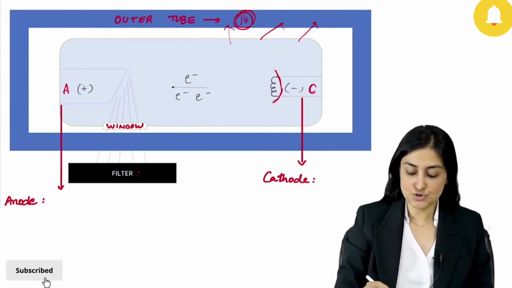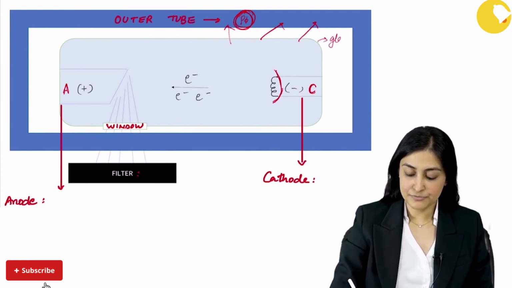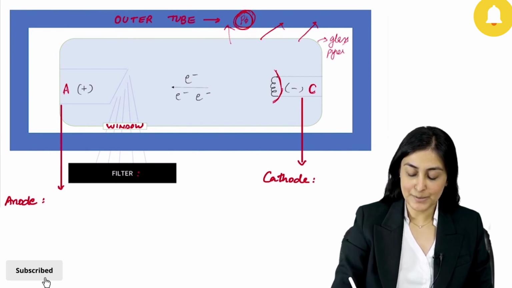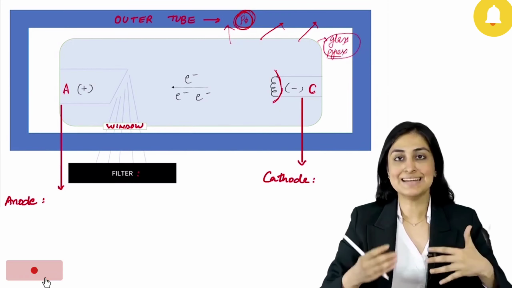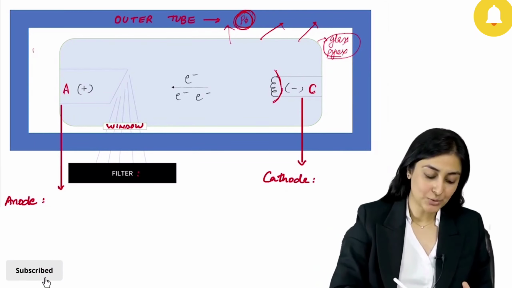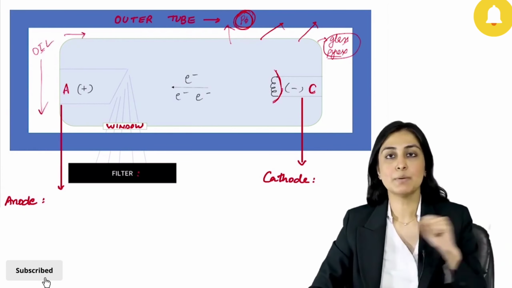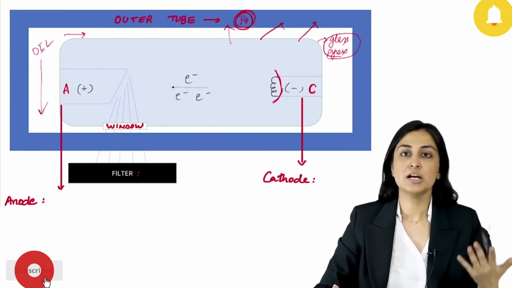Now coming to the glass tube per se. So this is the X-ray tube which is made up of glass, which is referred to as Pyrex glass. Okay, so that's a heat resistant glass that forms the X-ray tube, and you have oil which is circulating around the glass tube so that some amount of heat can be conducted away.